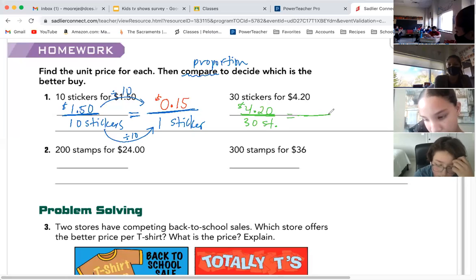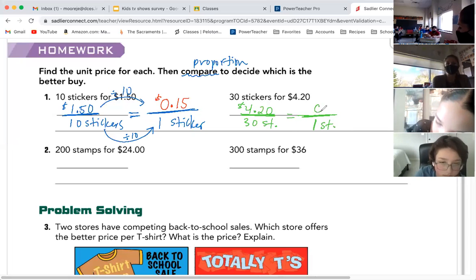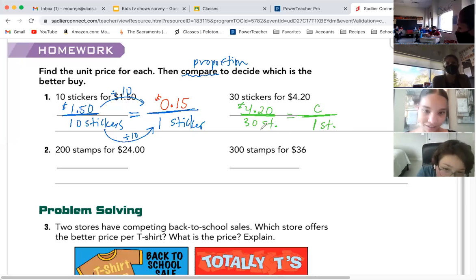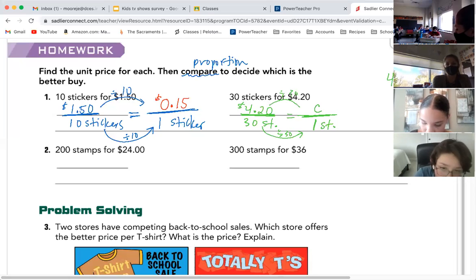Set it equal to an equivalent ratio, but I want it to be out of terms of 1 so I can find the cost of 1 sticker in this circumstance. How do I find the cost? What am I dividing by? 30. We're dividing $4.20 by 30 in order to find that missing cost, right? So this is something I might do off to the side.